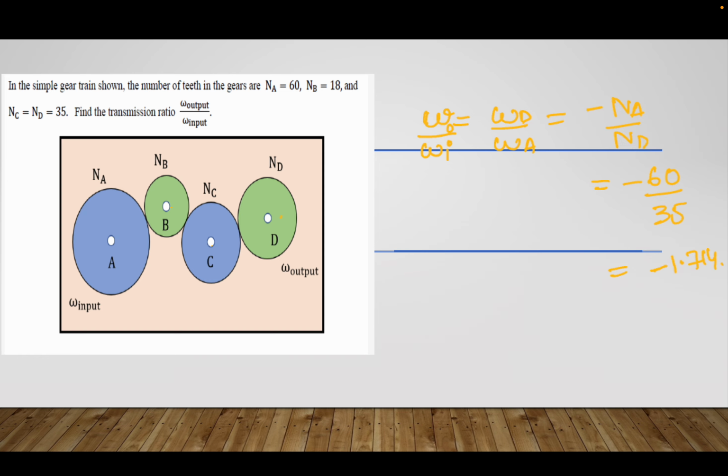During week 8, you studied gear mechanisms and gear trains. So the questions are also based on those topics. I hope my screen is visible. In the first question, in this simple gear train shown, the number of teeth in the gears are NA equal to 60, NB equal to 18, and NC and ND are equal to 35. So we need to find the transmission ratio.